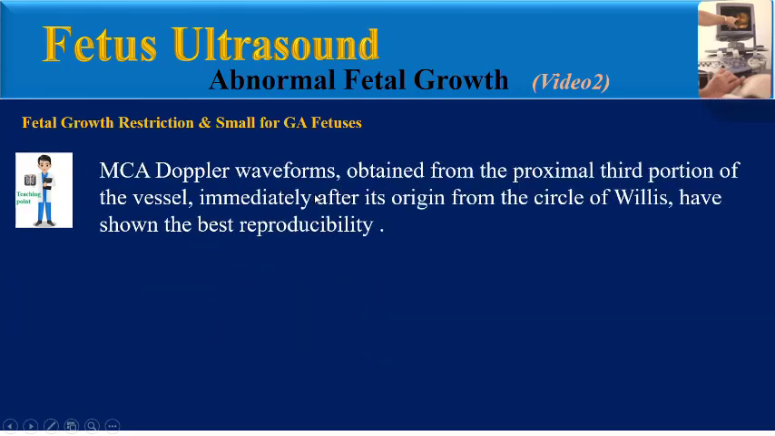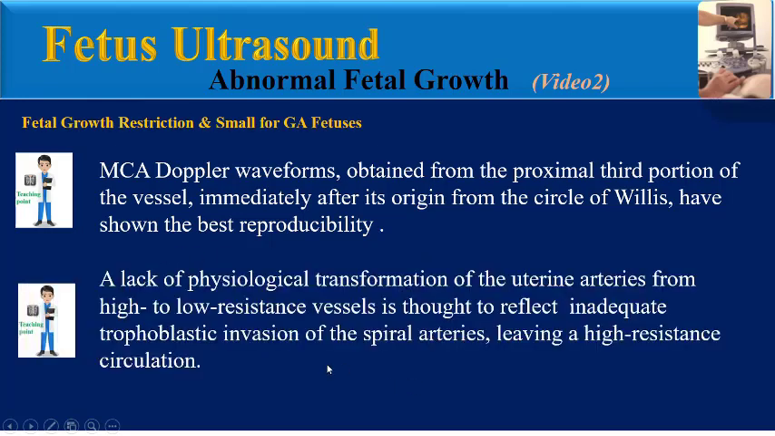MCA Doppler waveforms obtained from the proximal third portion of the vessel immediately after its origin from the circle of Willis have shown the best reproducibility. A lack of physiological transformation of the uterine arteries from high to low resistance vessels is thought to reflect inadequate trophoblastic invasion of the spiral arteries, leaving a high resistance circulation.